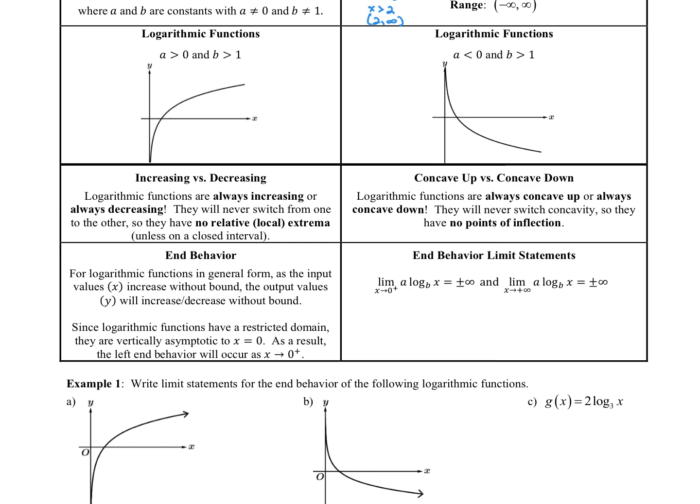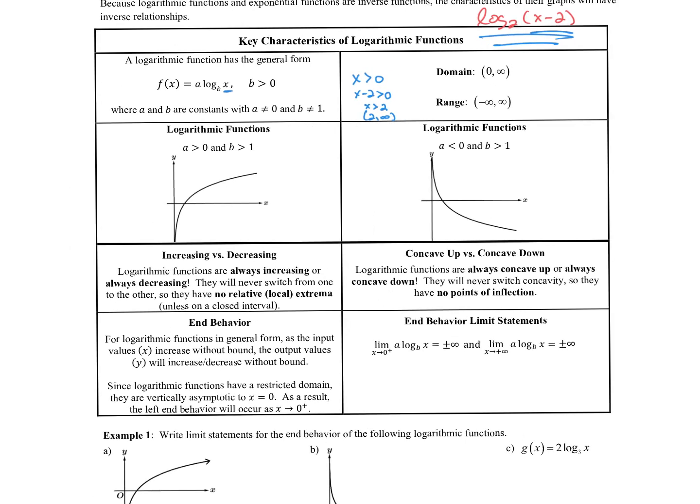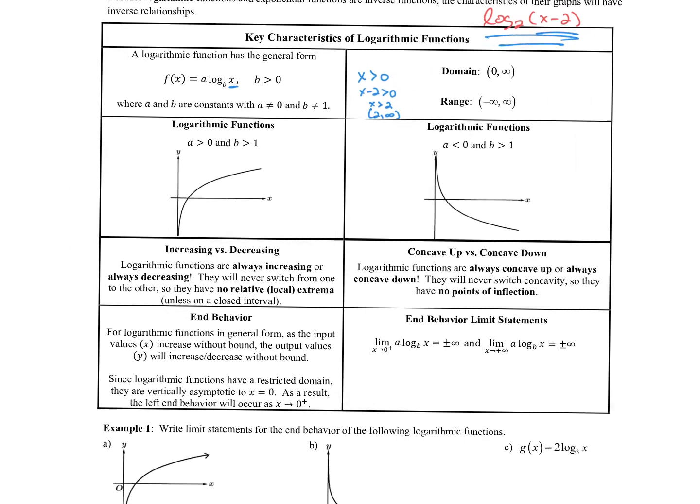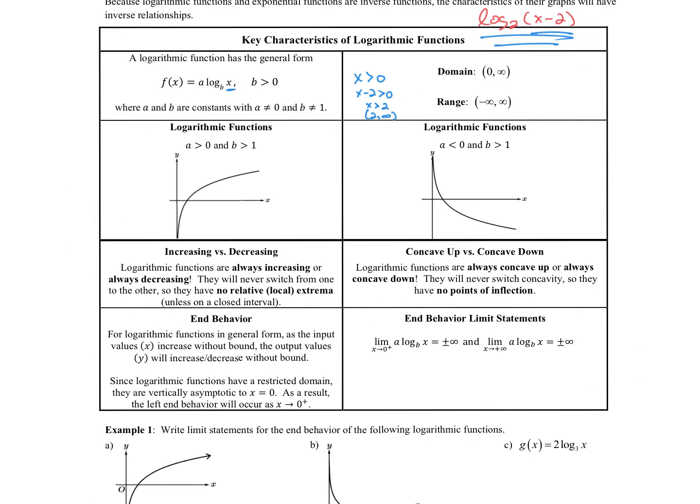As a result, the left end behavior will occur as x approaches 0 to the right. We're going to talk about that further. However, it's basically this inside part of our log. If we set that equal to 0, that will give our first asymptote. On this one, where would be our asymptote for log base 2 of x minus 2? It would be at 2. X equals 2 would be our vertical asymptote, and we'll talk more about that.